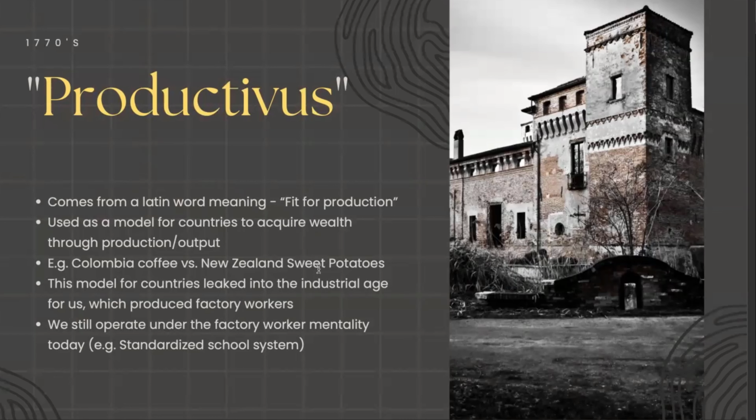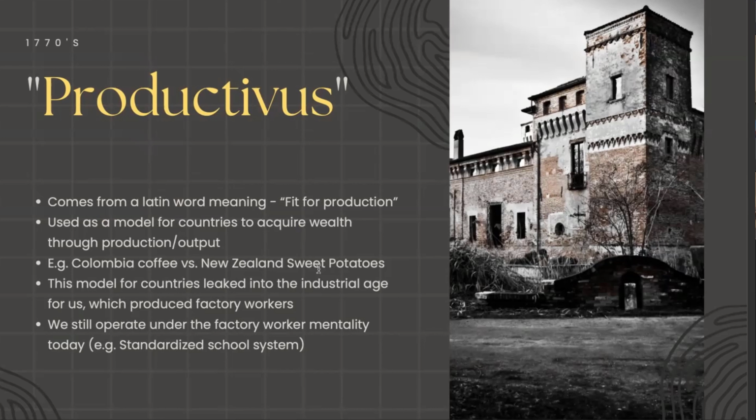In Colombia, we know that the coffee there is really good, right? But if they tried to produce sweet potatoes, they would not be as efficient, and their output would not be as much. For New Zealand, I hear their sweet potatoes are really good. So if they tried to produce coffee, they're not going to do as good a job as Colombia. The win-win is if Colombia focuses on creating coffee and New Zealand focuses on creating sweet potatoes. And when they trade, each one of them produces more wealth for the country.